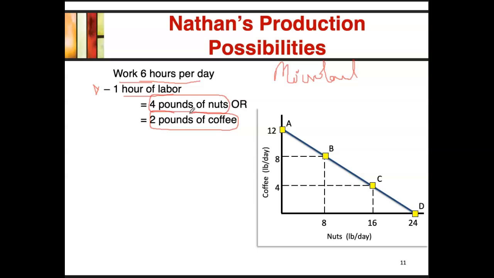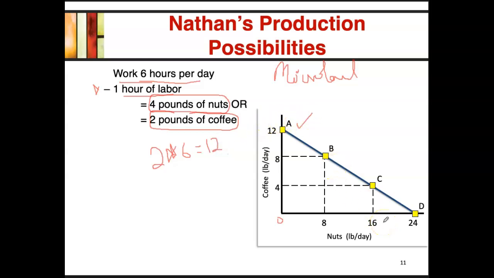So for Nathan, if he decides to produce only coffee and no nuts, remember, he can collect 2 pounds of coffee in an hour, so it's going to be 2 times 6. So that is 12. So he's going to be at point A.